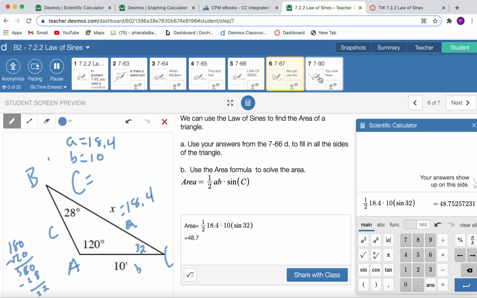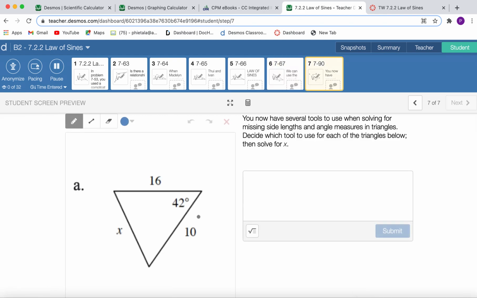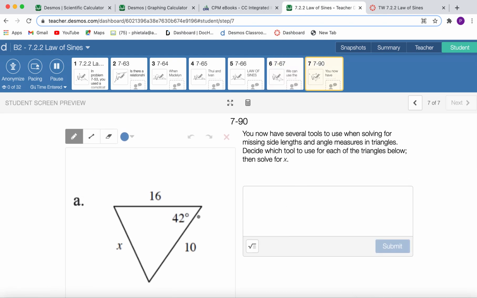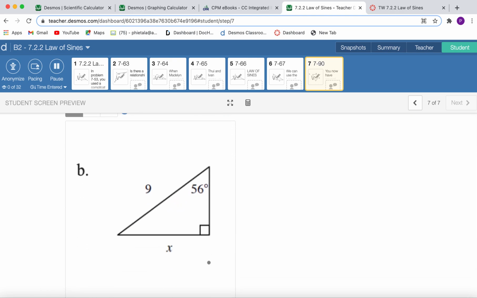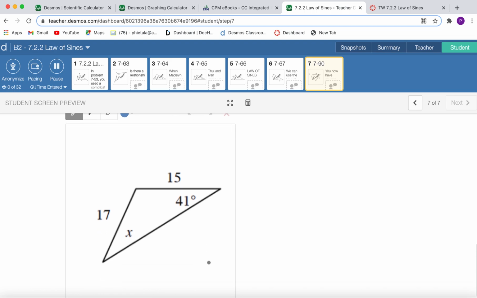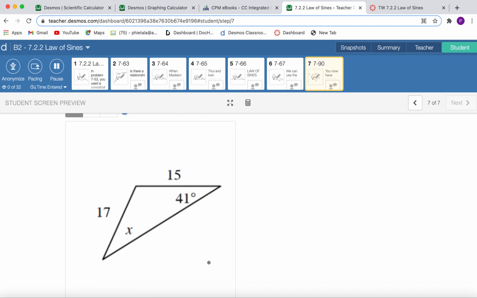I know that's been a long time. Okay, so on your own here, I want you to solve for x. A you can do using the law of sines. B, you can probably use your sine function. And C, you're also going to have to use law of sines. Okay, give those a try.